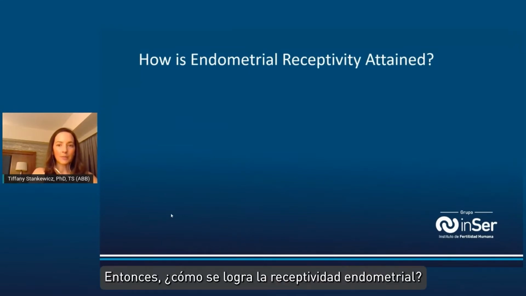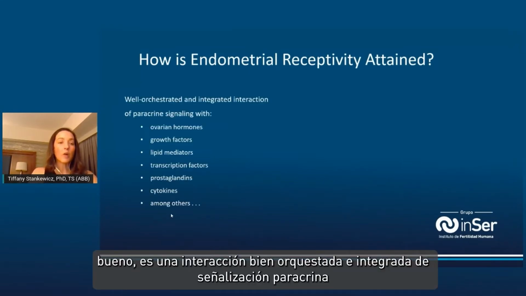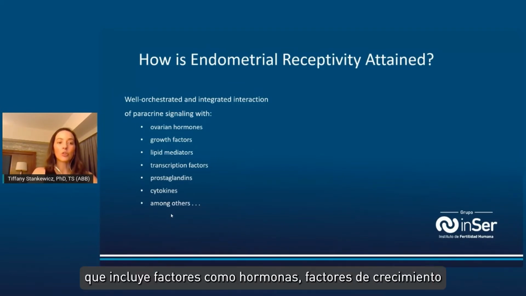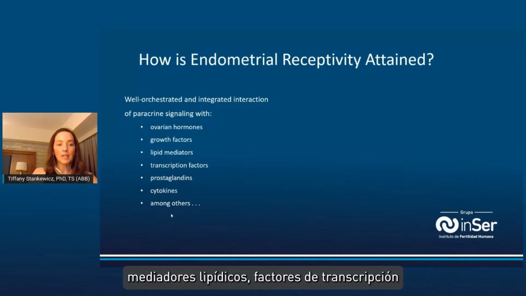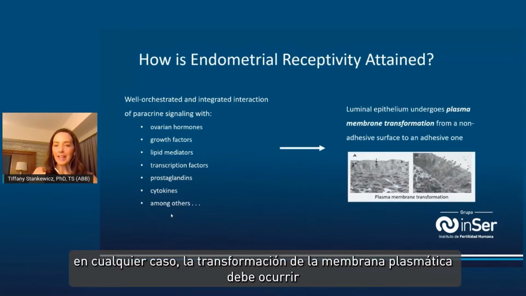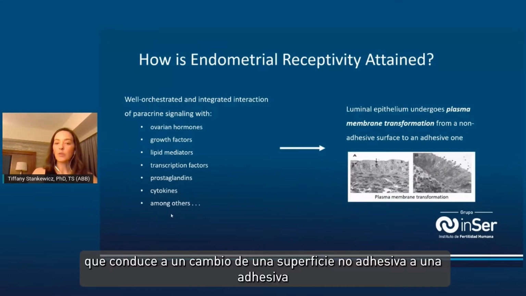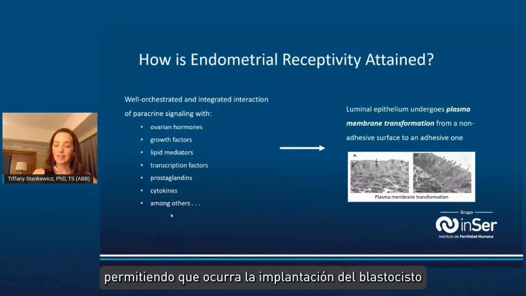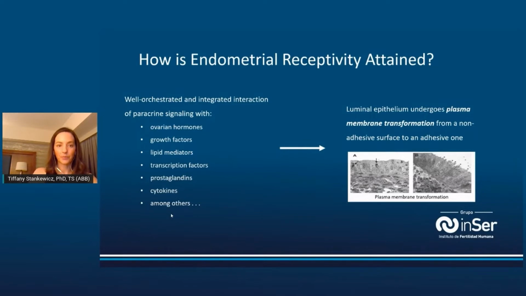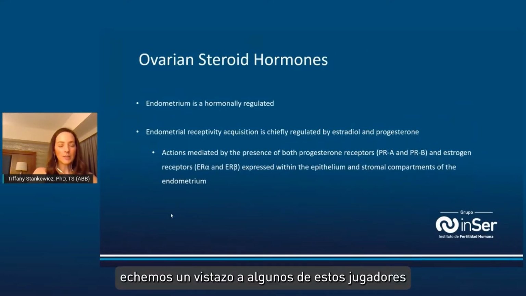So how is endometrial receptivity attained? Well, it's a well-orchestrated and integrated interaction of paracrine signaling, which includes factors such as hormones, growth factors, lipid mediators, transcription factors, prostaglandins, cytokines, among every other. In any case, the plasma membrane transformation must occur, leading to a change from a non-adhesive surface to an adhesive one, allowing blastocyst implantation to happen. So let's look at some of these players.